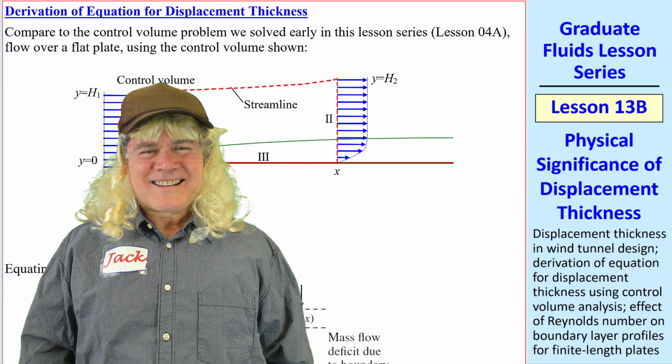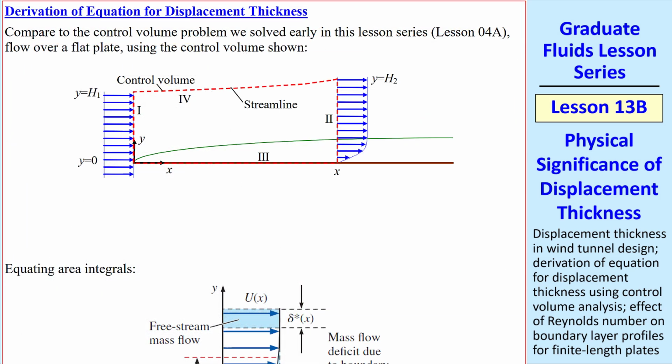Now let's derive the equation for displacement thickness. You may recall back in Lesson 4a, we did a control volume analysis of a flat plate boundary layer with a uniform stream at the left, the plate starting here, and then at some x location, we analyzed this profile up to y equal h2, where the upper boundary of the control volume was actually a streamline. This streamline veers up due to displacement effects as we've been discussing, and this is delta.